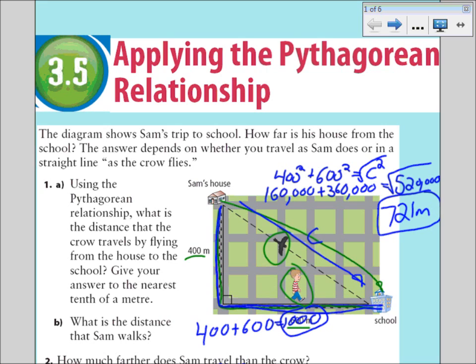The final question, how much farther does Sam travel than the crow? Well, the crow traveled 721 and Sam traveled 1,000. So 1,000 minus 721 equals 279. So Sam travels 279 meters more than the crow on his way home from school.